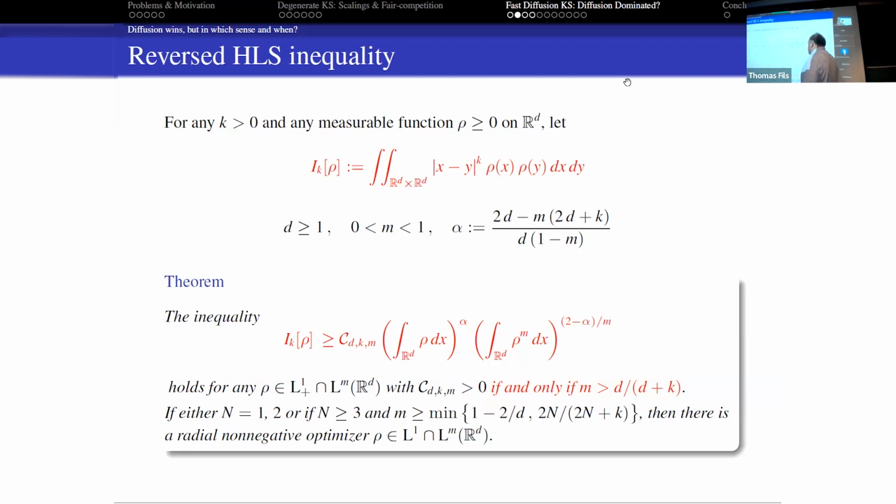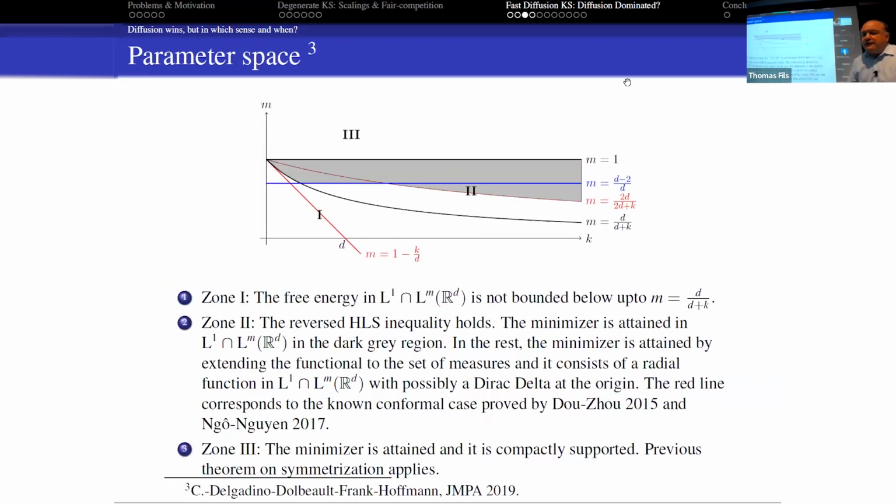And I will tell you a bit more in the next slide. So moreover, in some cases, under certain assumptions that are written there, don't forget about reading them in detail. I will have a figure now to explain it to you. Under certain assumptions on the exponents, the minimizer exists in L1 with the integral of rho to the n finite, and is a radial non-negative optimizer. I'll tell you in a sec, in this figure, what I mean by that.